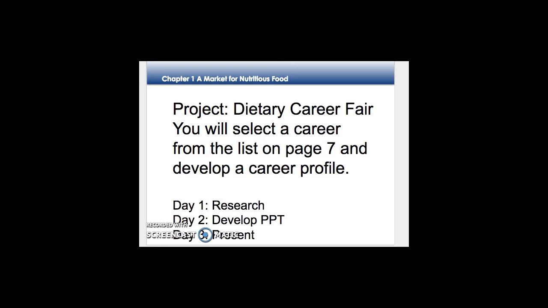And day 3, everybody's presenting. Now, if you do not have your PowerPoint finished, you will get a 0. It's really important that you understand this class hinges on you being able to accomplish your work outside of class. That is why we have a lot of blended material.